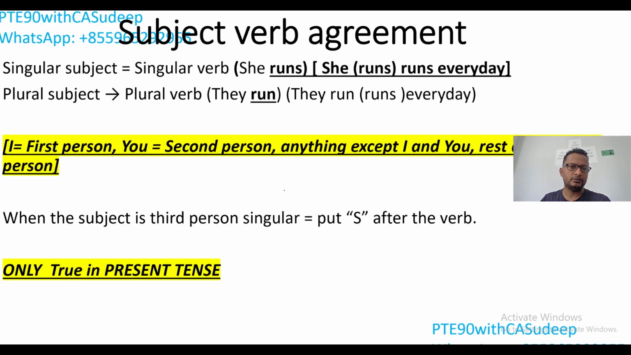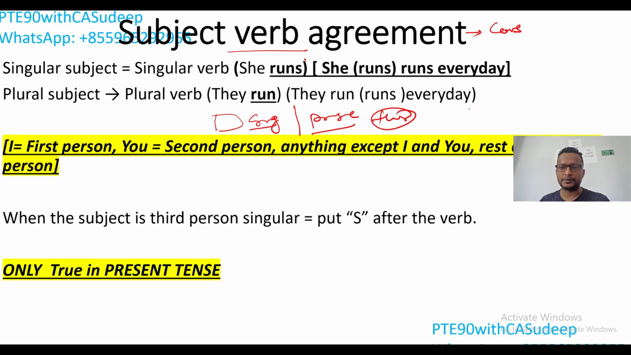Okay. So now let's see another concept called subject verb agreement. This is very, very important. This will help you to write grammatically correct sentences. So what is subject verb agreement? If in the sentence the noun is singular, and you are talking in the present tense, and for the third person, just put s after the verb.